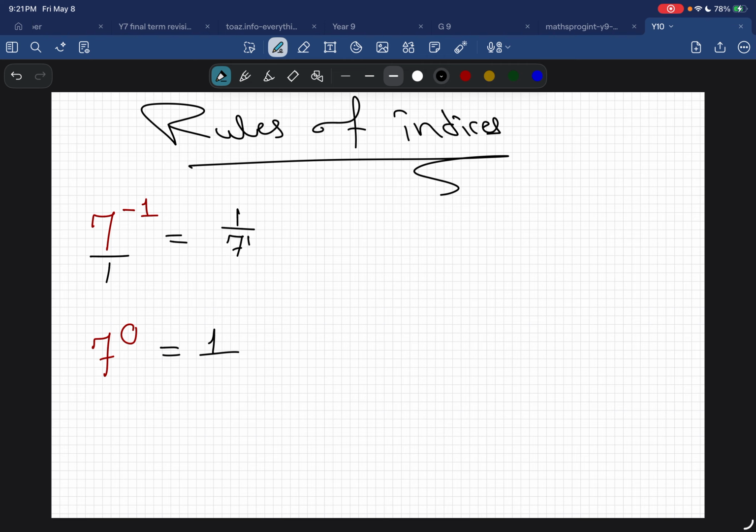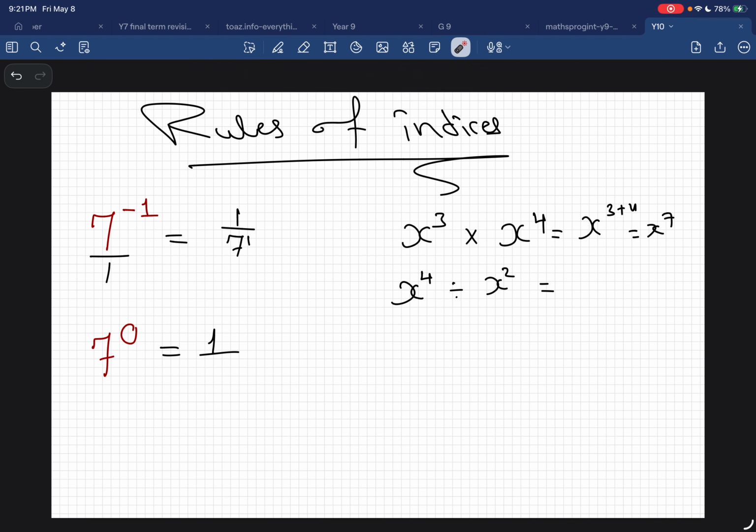Another thing to bear in mind, for example, when we have x to the power of 3 times x to the power of 4, in this case we're going to write x, but we're going to add the powers. In multiplication, we add the powers. So 3 plus 4, x to the power of 7. And in division, it's quite the opposite. Here we're going to subtract the powers. So 4 minus 2, x will be powered to 2 then.